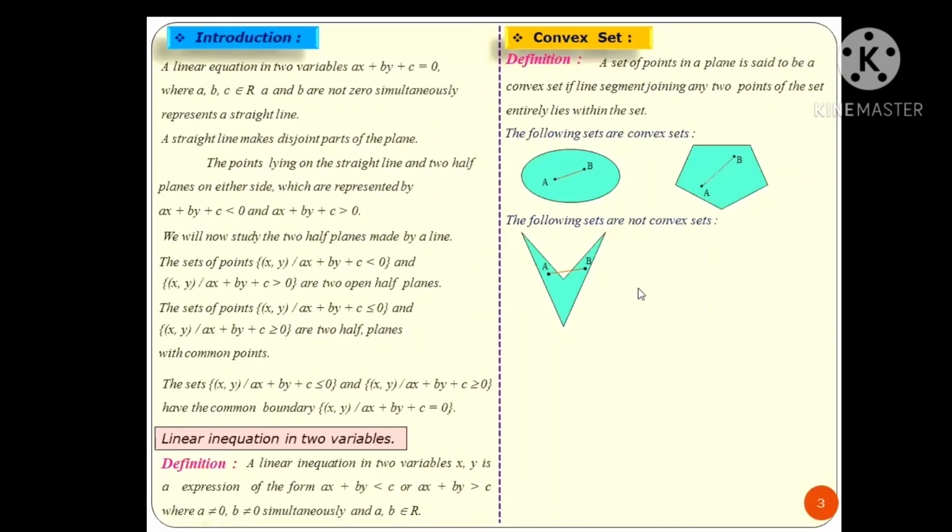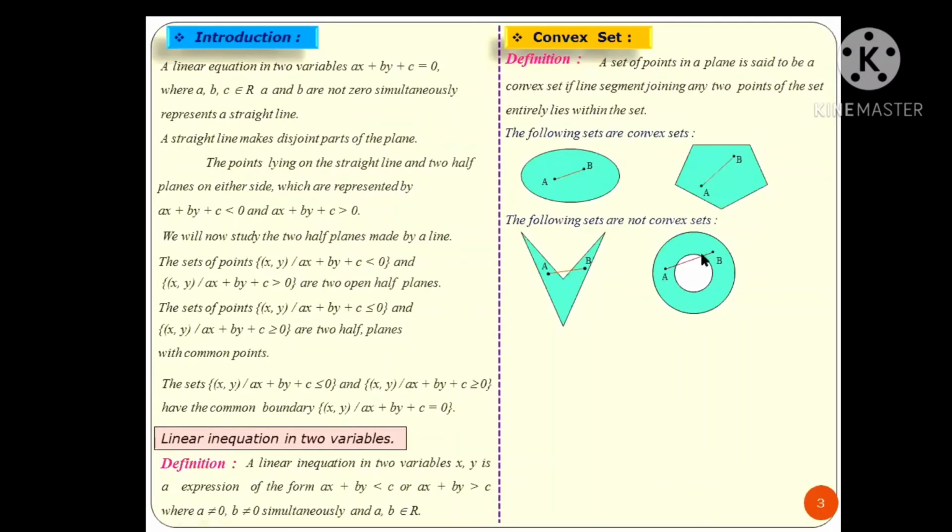One more you can see in the figure. Check this, the shaded portion, highlighted. This is a set, and in that set there are two points, one on the left side, the other on the right-hand side, and you join these two points. That line goes outside that shaded region. So this set is not a convex set.